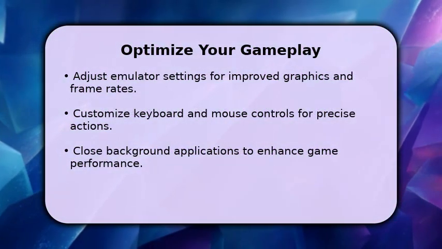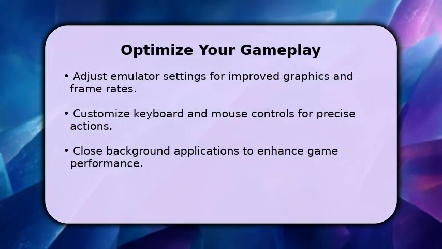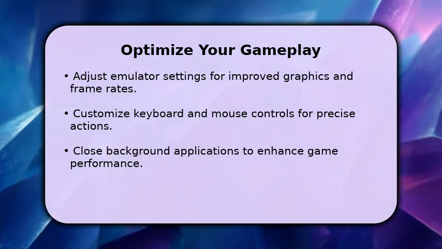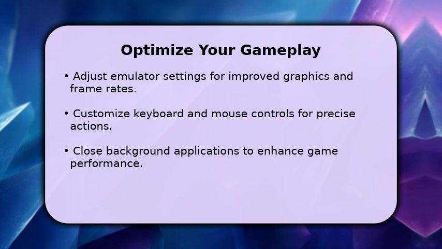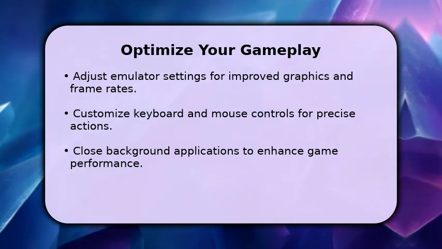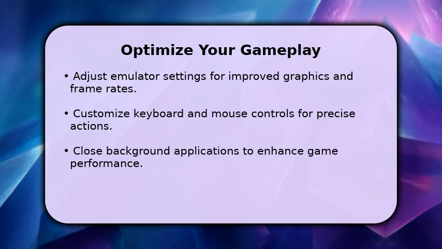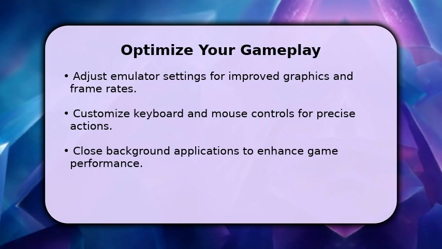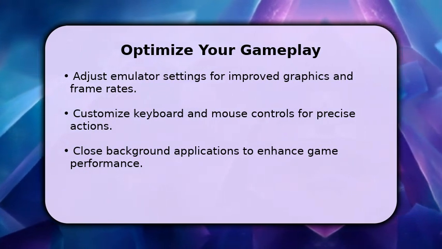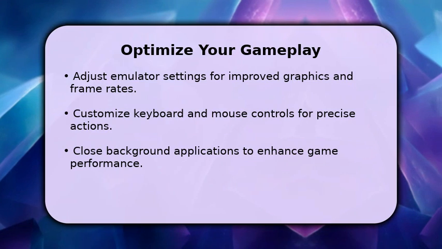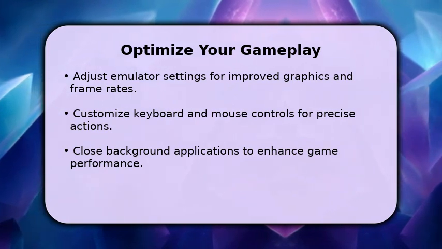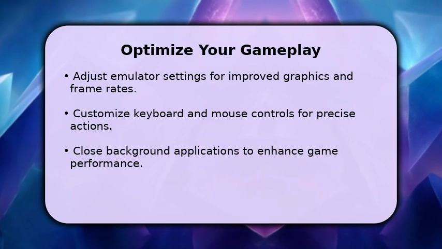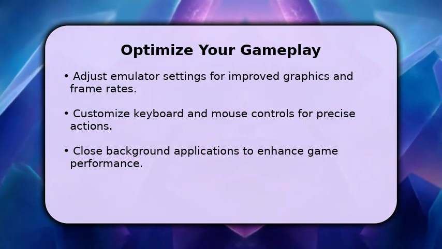To ensure the best possible experience, optimize your gameplay. Access the emulator's settings to fine-tune graphics and frame rates. Often, setting it to 60 frames per second provides a very fluid experience. Configure your keyboard and mouse controls for precise aiming and movement, which is a significant advantage over touch controls. Finally, close any unnecessary background applications on your computer to free up resources and boost game performance.